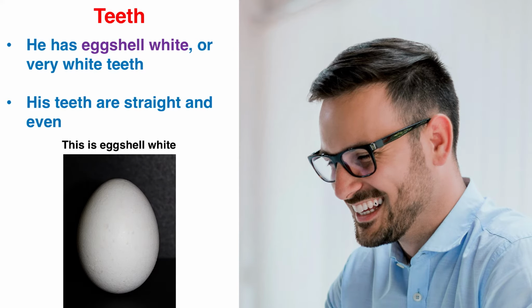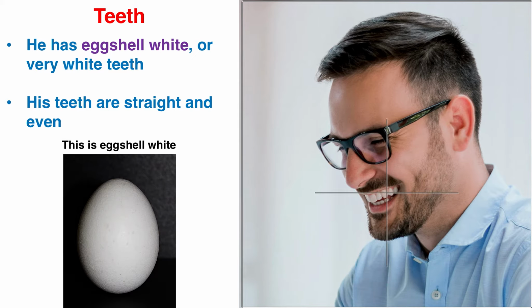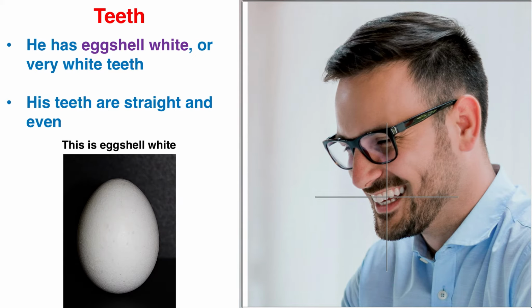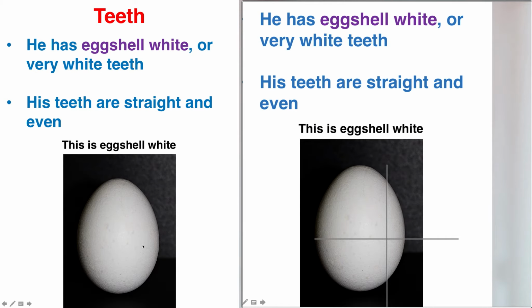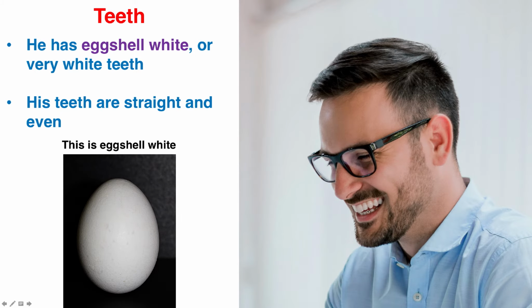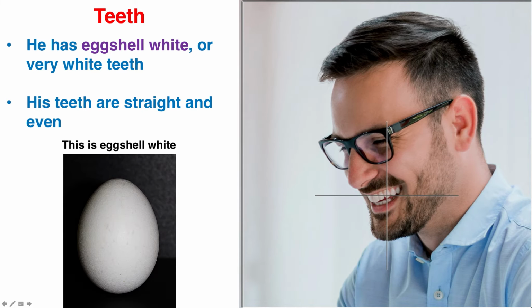Did you say anything about his teeth? So he has eggshell white teeth, or very white teeth. His teeth are straight and even. So eggshell white, we talked about pure white earlier. His teeth aren't pure white, but roughly the color of an eggshell, like this. So look at that, eggshell white, hence an eggshell, and then also his teeth. So not quite perfect white, but still very white.